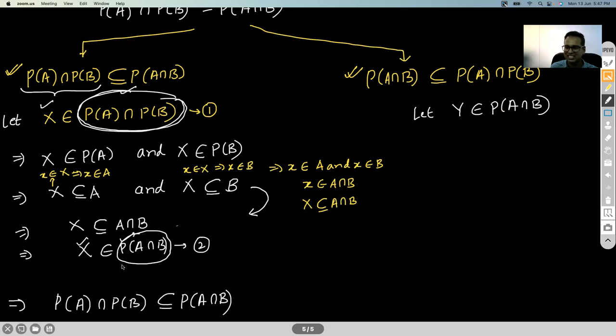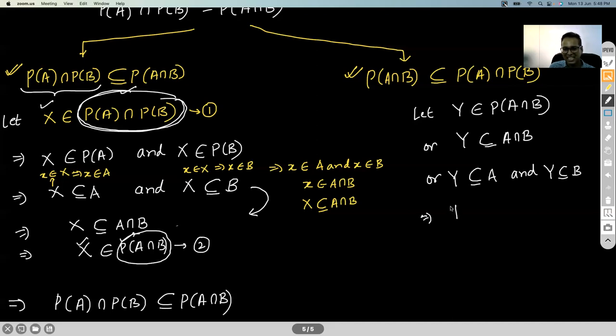So what I've written is this last step. Then Y is a subset of A intersection B, because Y is an element of the power set of A intersection B. So the same Y should be a subset of A intersection B, which again means Y is a subset of A and Y is a subset of B, which means Y is an element of the power set of A and Y is also an element of the power set of B, which is actually the second step. Which finally means Y is an element of the intersection of the power set of A and the power set of B, right?